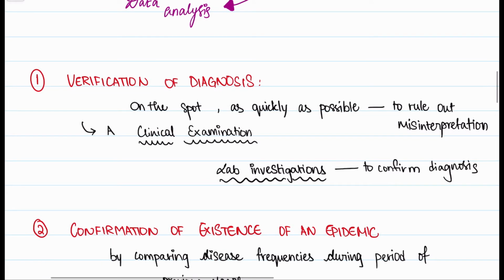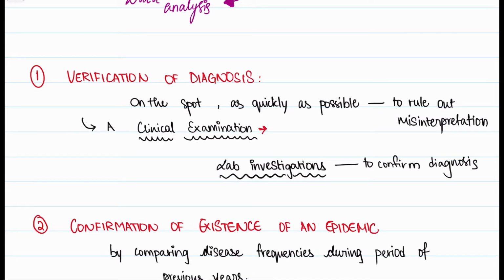The first one is the verification of diagnosis. This must be done on the spot or as quickly as possible to rule out any misinterpretation. Suppose a COVID case has been diagnosed earlier in December in China, first you need to confirm the diagnosis. So is it COVID actually, or is it some other flu? The clinical examination is the most preferred. Even though lab investigations are more confirmatory, it should not be delayed. The result should be out as soon as possible because it is an epidemic, right?